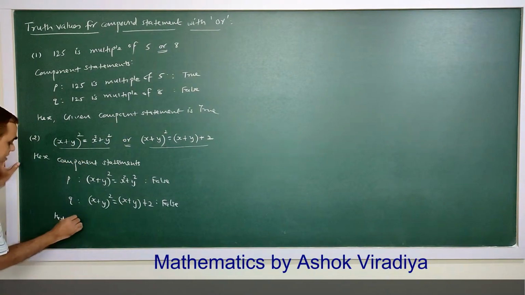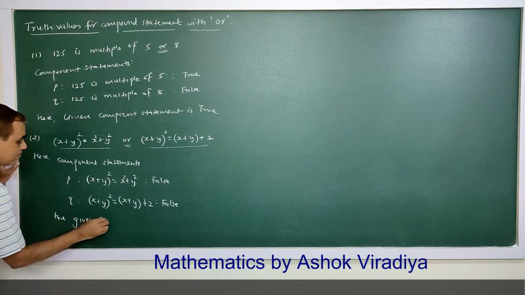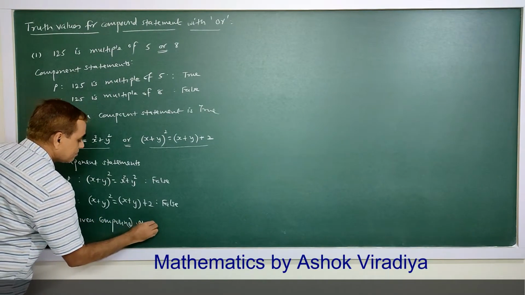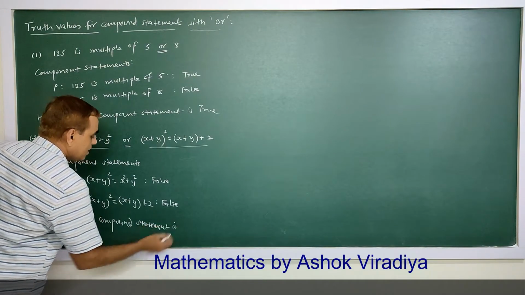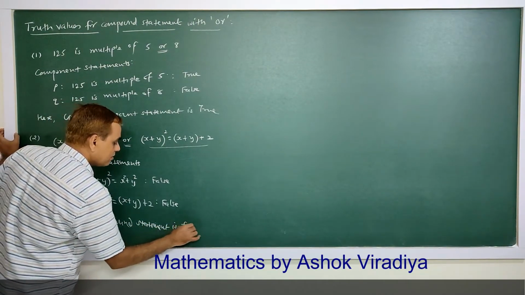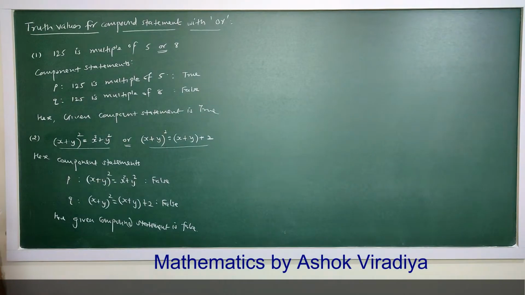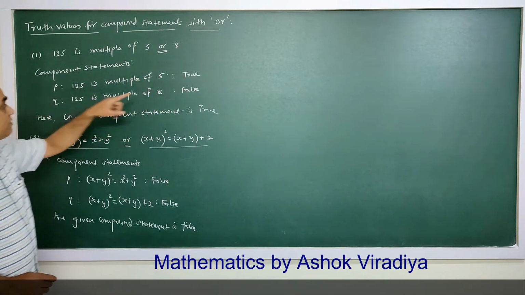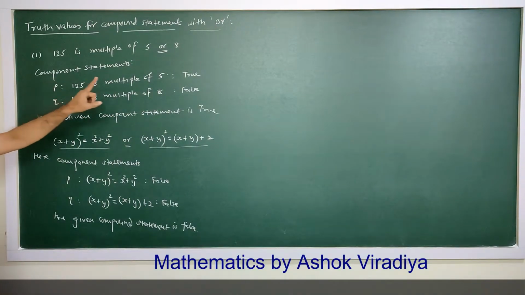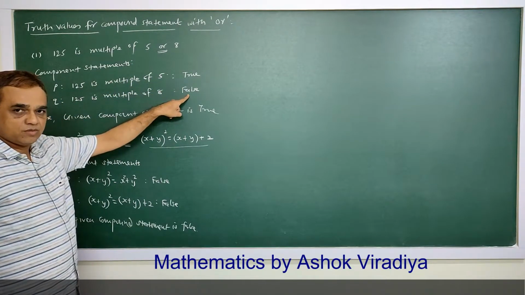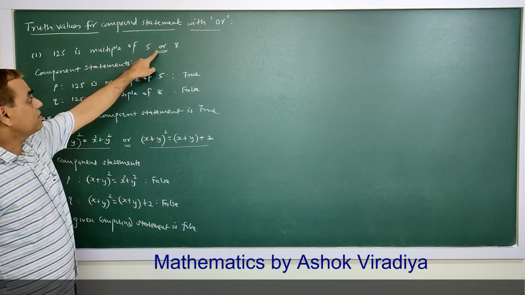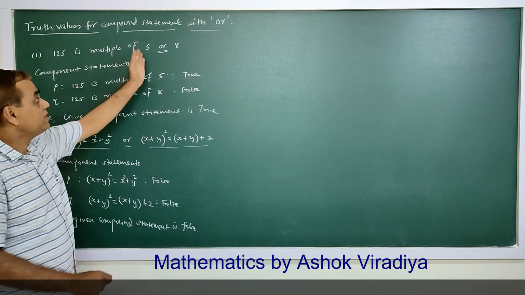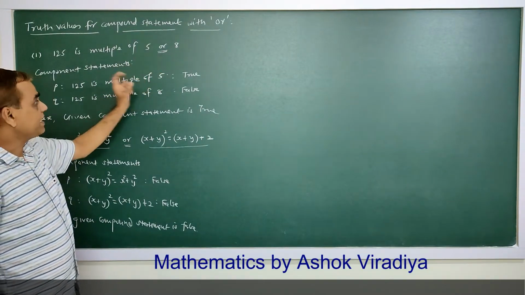So here given compound statement is false. So to be true, at least one of the component statements must be true, because here connection is by OR. So to be true, at least one part should be true.